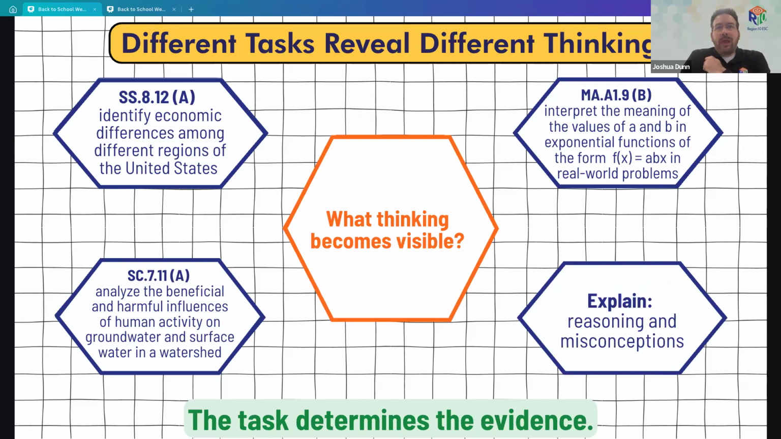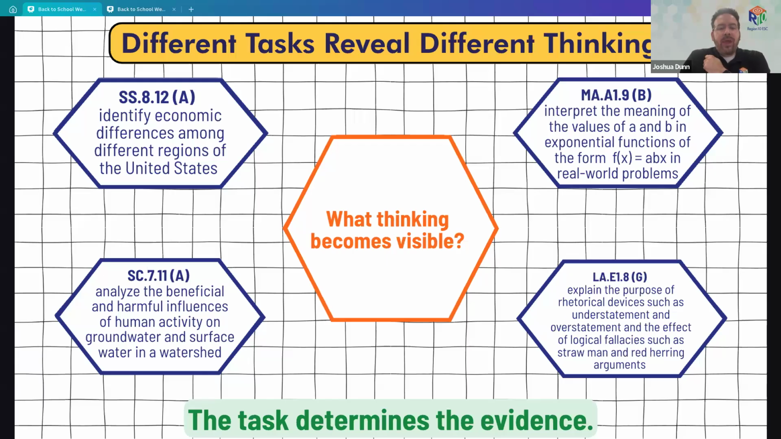And then finally, explain. This is where you're looking at reasoning and misconceptions. So here's an English 1 example. Explain the purpose of rhetorical devices and the effect of logical fallacies. In this English standard, students must first identify the rhetorical device or logical fallacy, but that is not a complete explanation. They must explain why the author used the device or how the fallacy affects the argument or the reader. The explanation can reveal whether students truly understand the author's choice, but it also can make misconceptions visible.